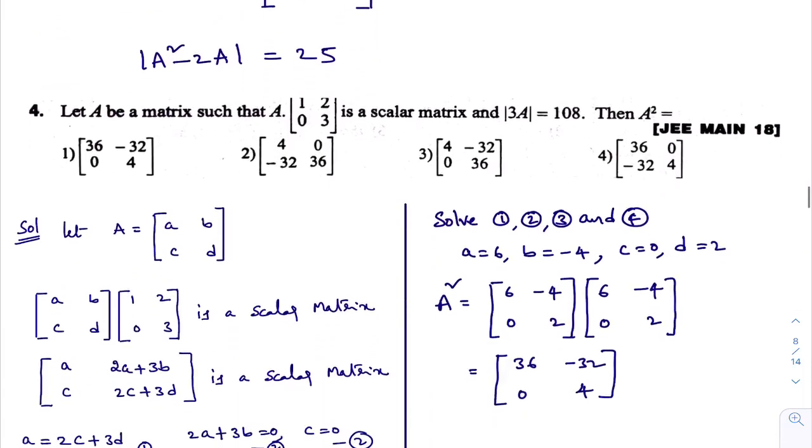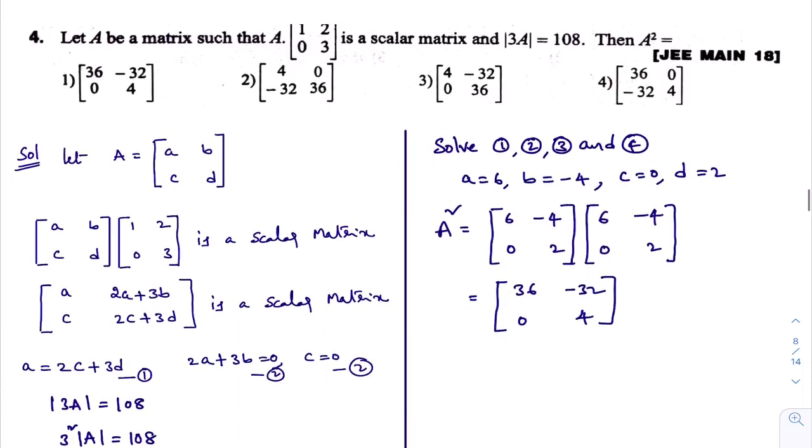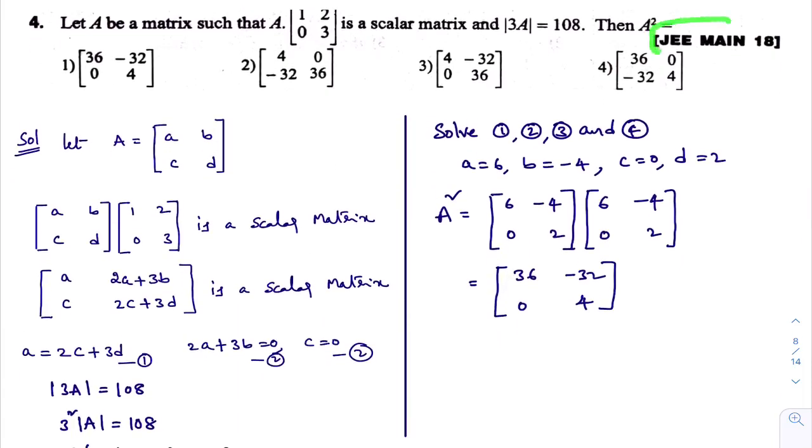This is the fourth question given in JEE 2018. Easy problem only, but little lengthy calculations are there. Other than that, nothing is there in this question. You see here, A is a matrix such that A into this matrix is a scalar matrix. Scalar matrix means, you know, it's a diagonal matrix in which all diagonal elements are equal, right? So here they given A into this matrix is a scalar matrix.